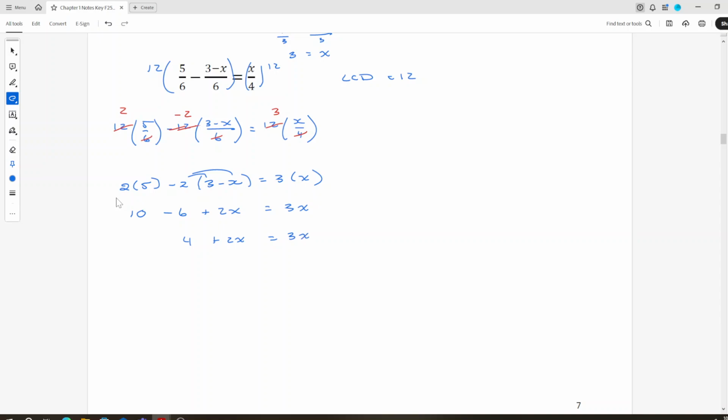Now I'm going to put my x's on the right. So I'm going to take away this minus 2x term. So remember, you always add and subtract first. You end up with 4 is equal to x. Yay! Now again, let's just finish this with a check.